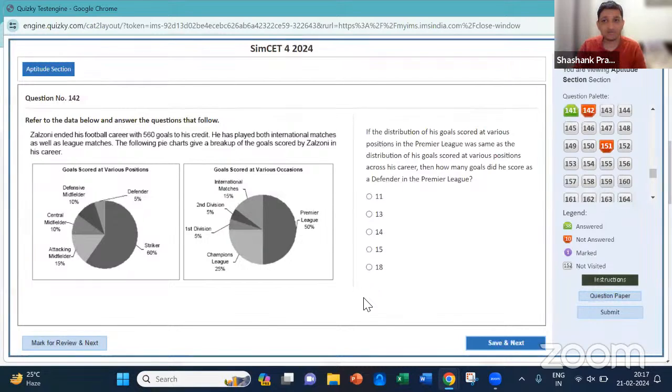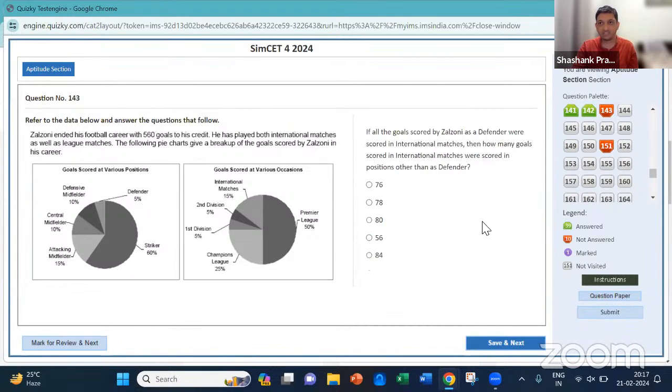Distribution was the same as the distribution of goals scored at various positions in the Premier League. 50% of the goals, okay? How many goals did he score as a defender in the Premier League? So 5% of 50%. That means how much? 2.5% of total. 2.5% is 1/4 of 1/10. So 1/4 is 140, 1/10, 14 should be. I think that's it. How much time have you spent? 153 done. Okay, 37 minutes. It's a bit unnatural, but I think it's fine.